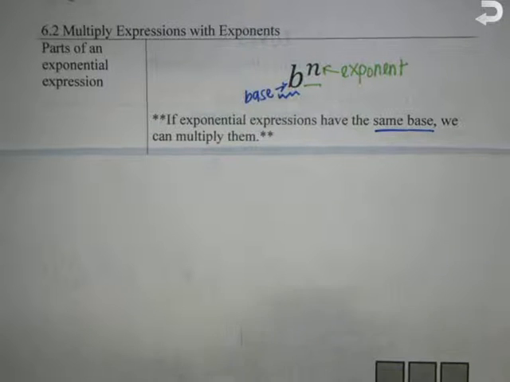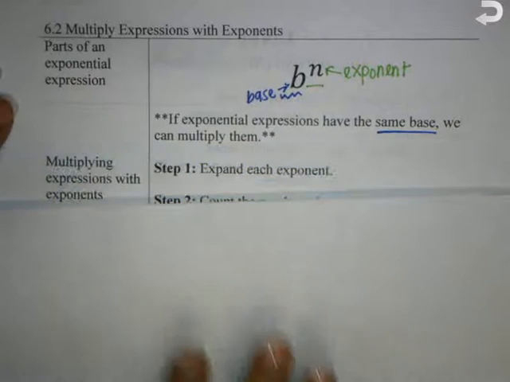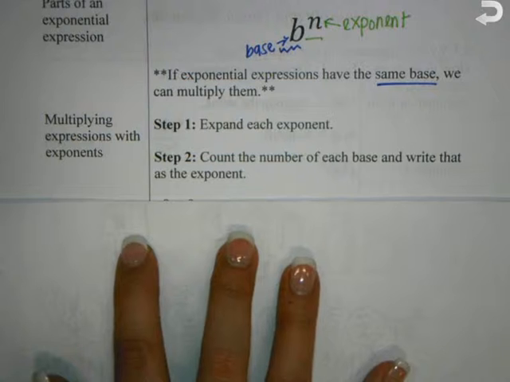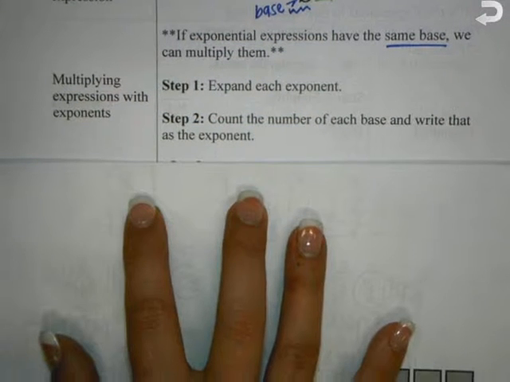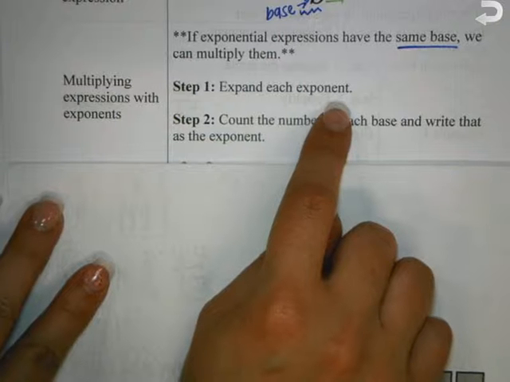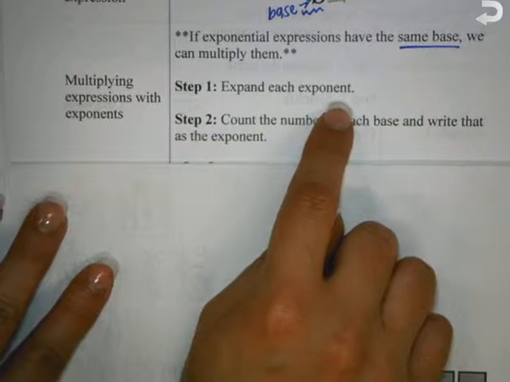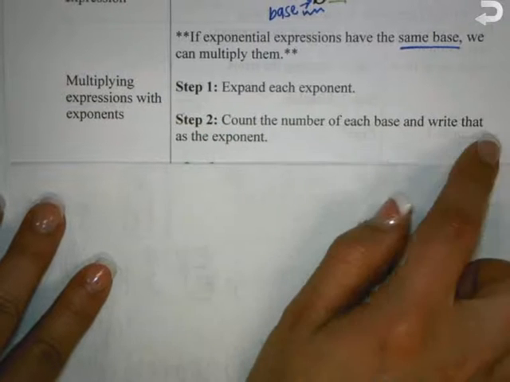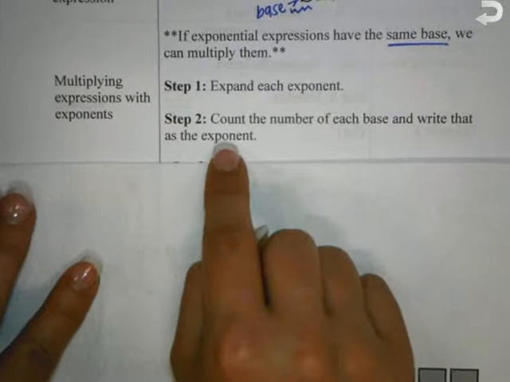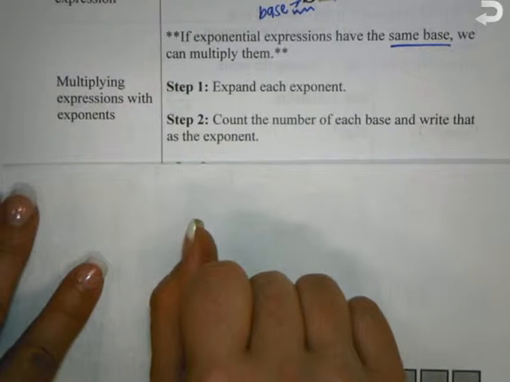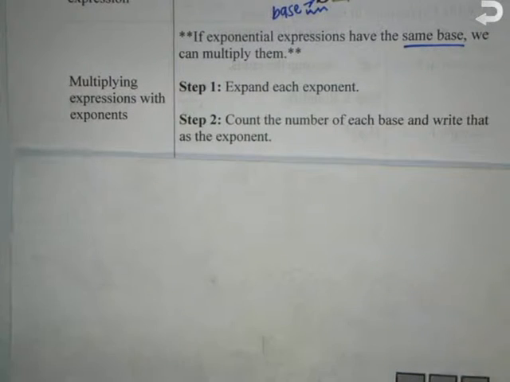A couple steps to doing this. When I'm multiplying expressions with exponents, step 1, I want to expand each exponent, like what we did on the last homework assignment. And then step 2, I'm going to count the number of each base, and that's going to be my exponent. So we might have answers that have more than one base in them now. Example 1.